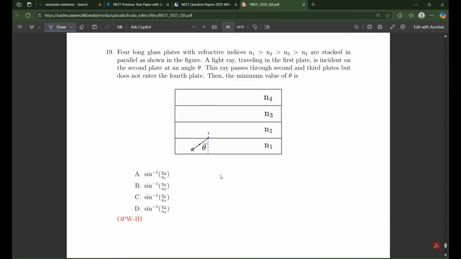Hello, welcome. Today we'll be solving question number 19 of NEST 2025 exam.